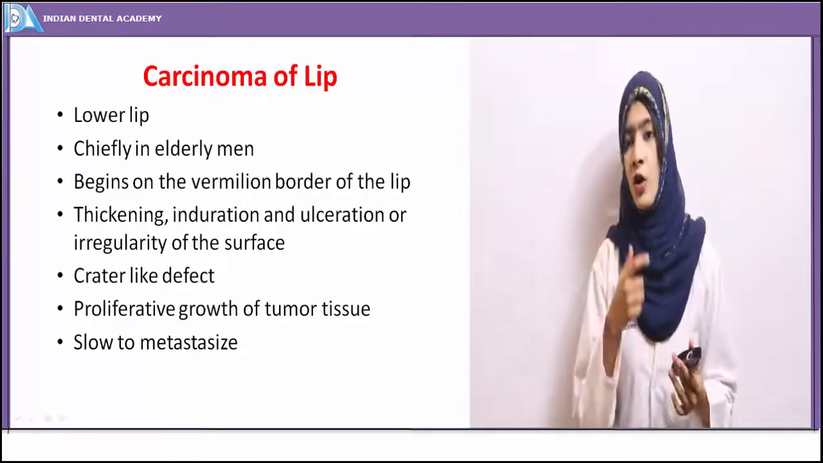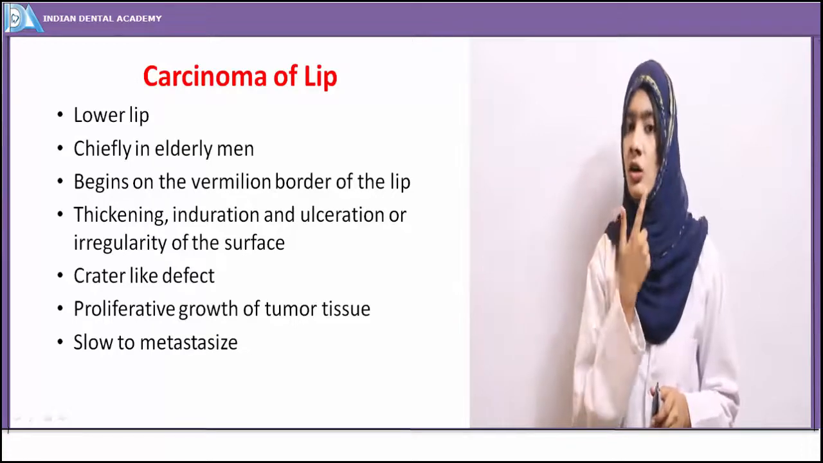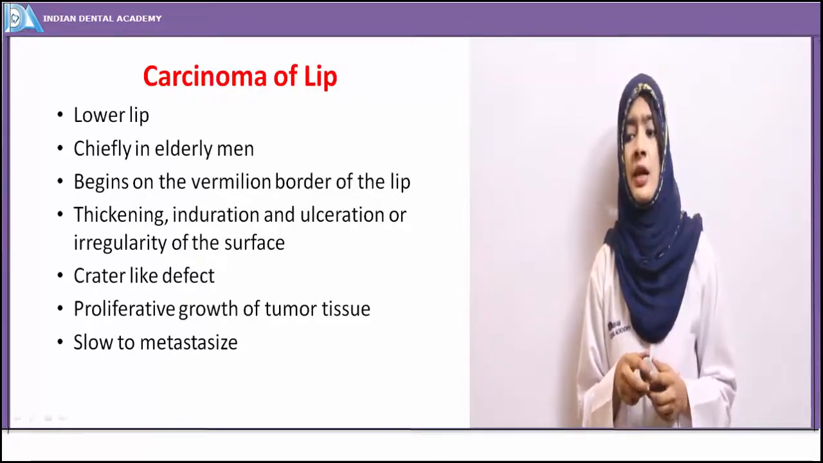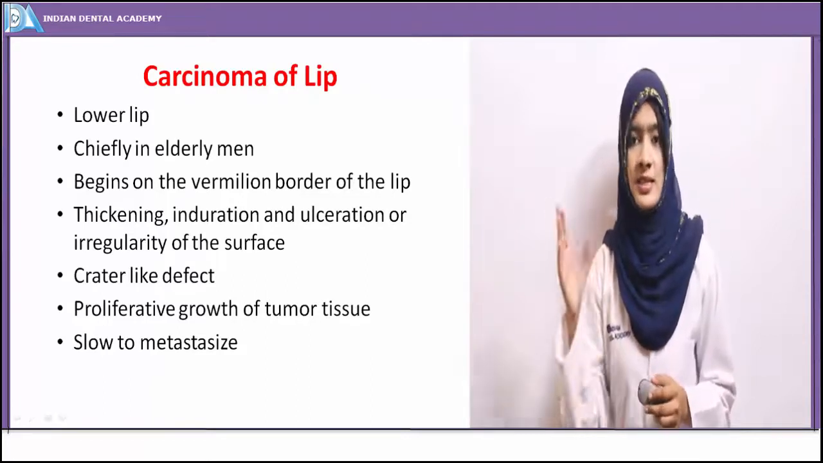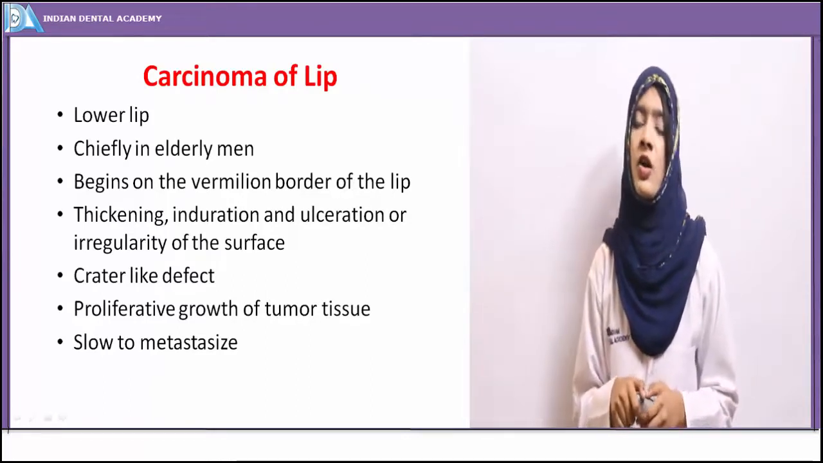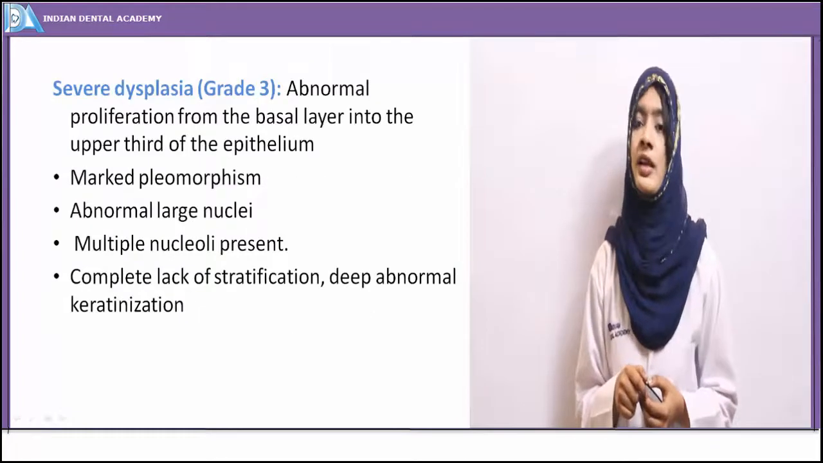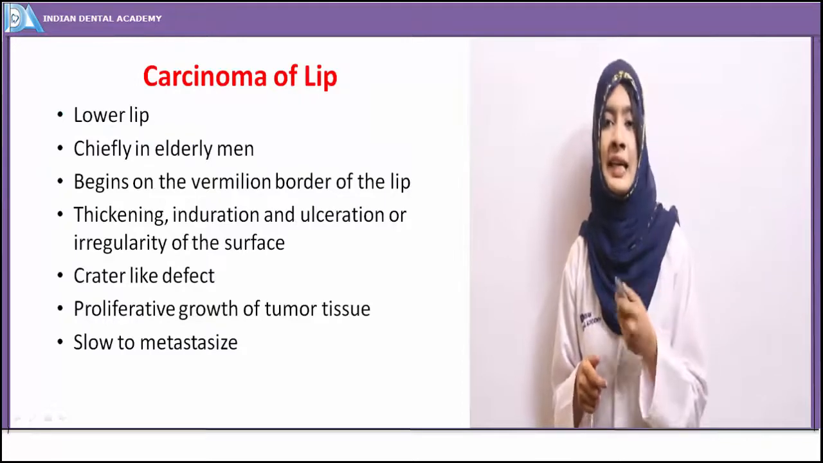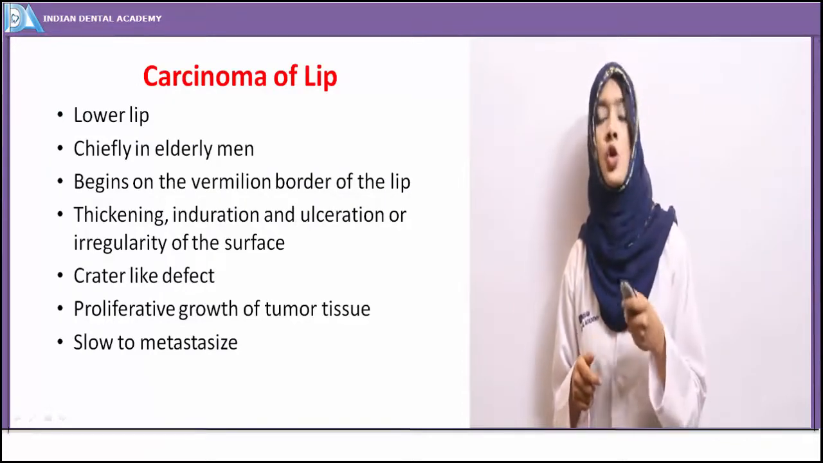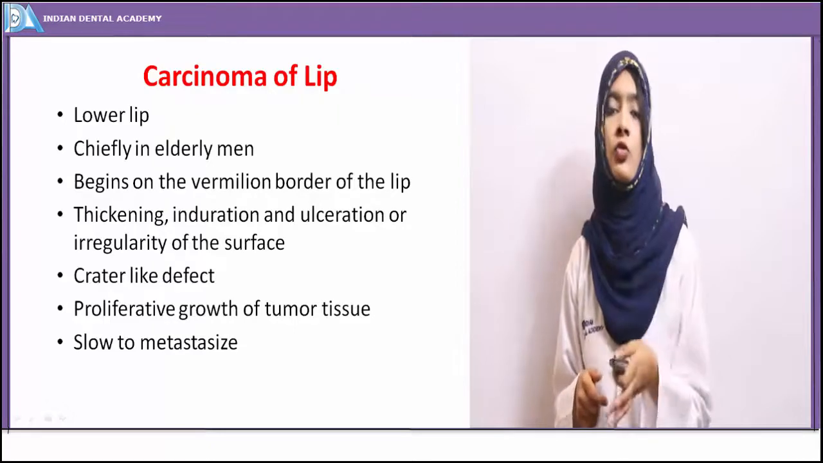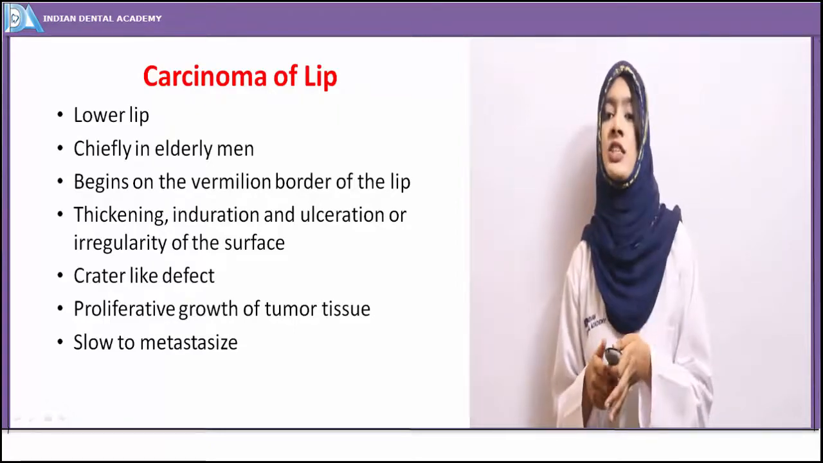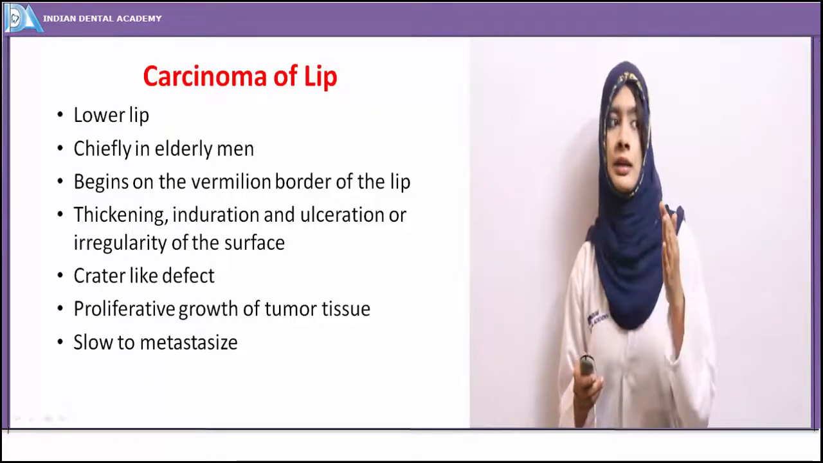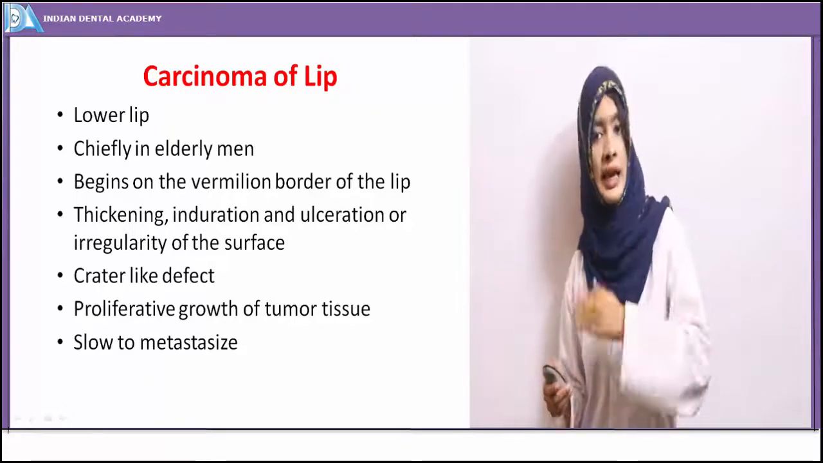More commonly it involves the vermilion border and angle commissures. So the characteristic involvement of lips in elderly males shows the carcinoma of lip, the squamous cell carcinoma clinical presentation. And the lip tumors are relatively slow to metastasize, though they tend to invade and involve the underlying tissues. They show characteristic invasion and spread, but the metastasis is relatively at a later stage.